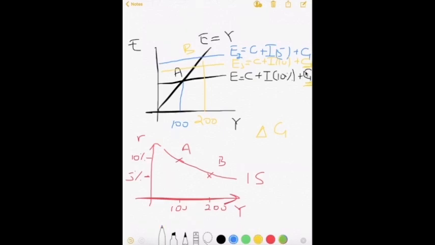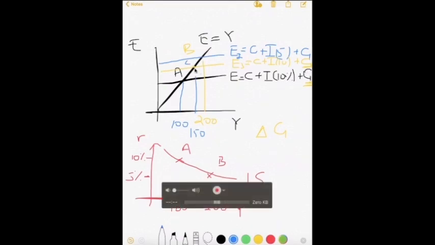At point C, the GDP, let's assume it's 150. So this is what we're saying. Equilibrium point C can be plotted on the graph as well now. At equilibrium point C, you see the interest rate is still 10%, but the GDP is different. So at this equilibrium point, the GDP is now 150, but the interest rate is the same.